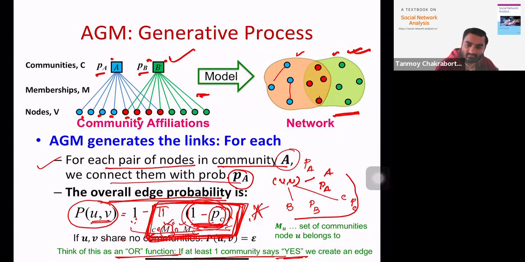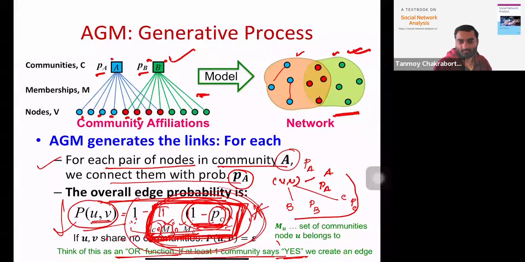When you take the product, the value keeps decreasing. Therefore, 1 minus that small product will be high. The more the nodes share communities, the lesser this product and the higher the entire probability value. Whereas the fewer communities the nodes share, the higher this product, therefore the lower the value of one minus it, and so the lower the probability. So the idea is that the more communities a pair of vertices shares, the higher the chance that the nodes will be connected.